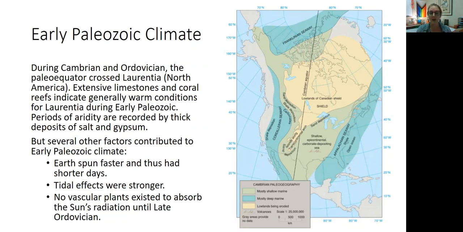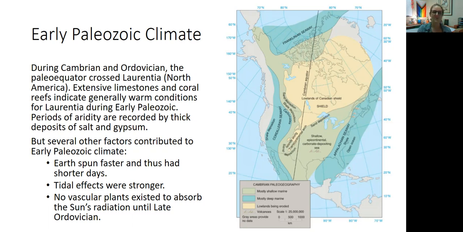Okay. So because North America used to be on the equator, it used to be tropical. So it used to be very warm, it used to be very wet. This is why we get extensive limestone and coral reef being deposited. It's also why we have a lot of salt and gypsum deposits, because we used to be somewhere really hot.